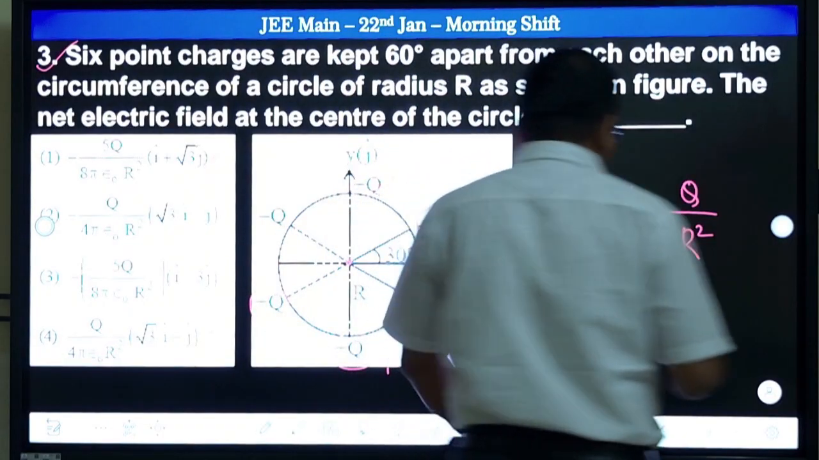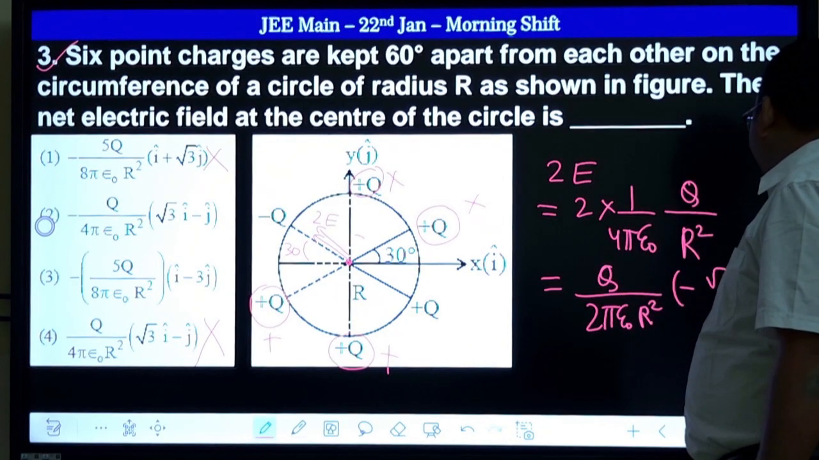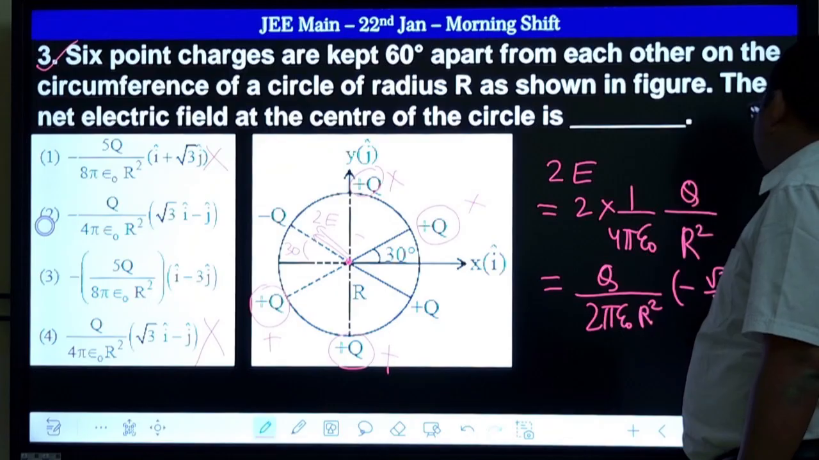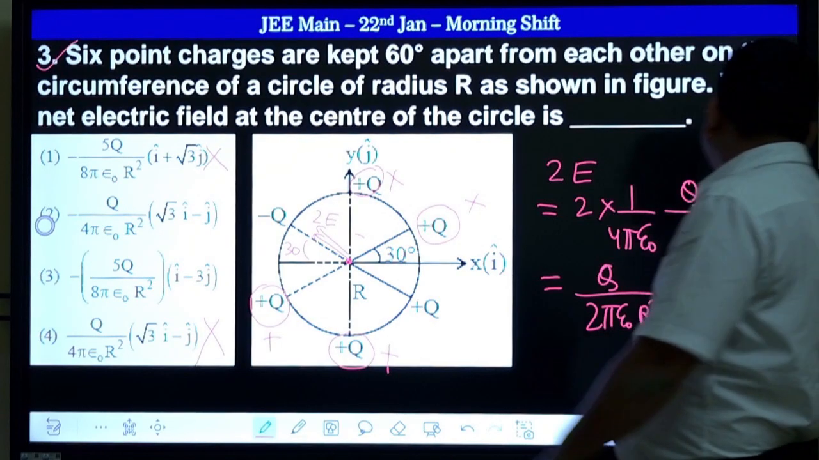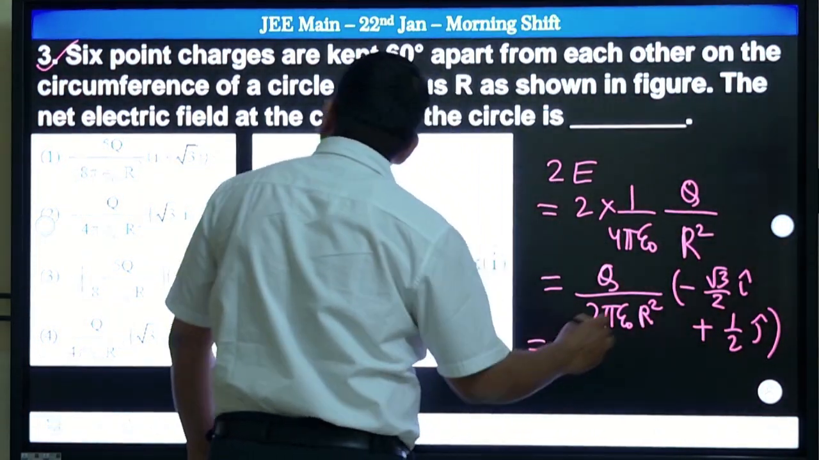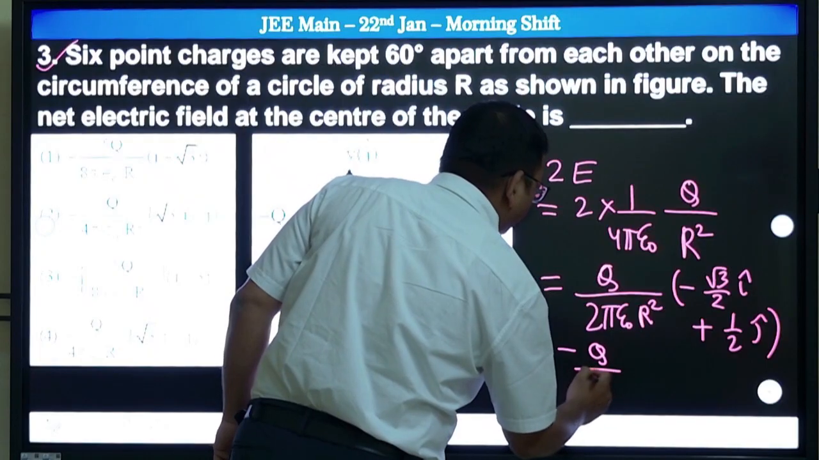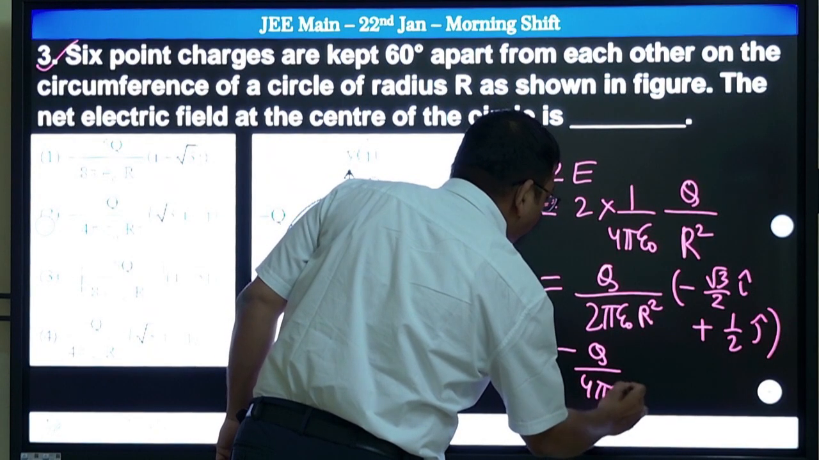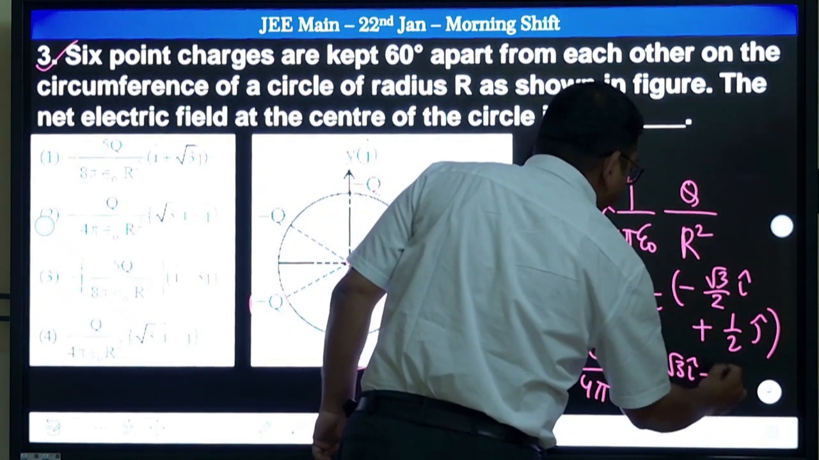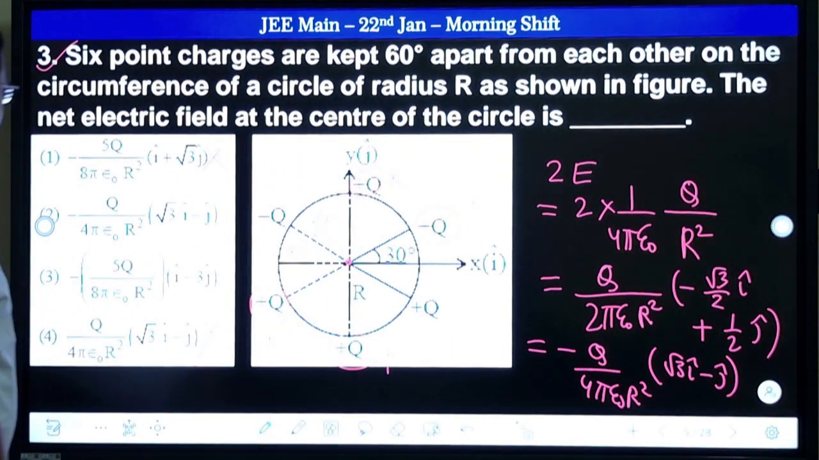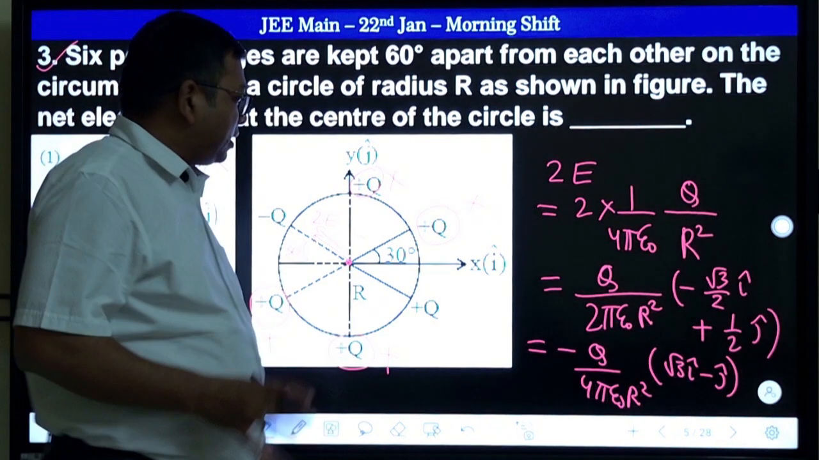So cos 30 degree, you have to take minus cos 30 degree, root 3 by 2, right? i cap, and sin 30 degree, 1 by 2 j cap. That's all. Now you can take out the minus. So how much will you get? The factor 2 will also come out, 4 pi epsilon naught R square, and the terms will be root 3 i cap minus j cap. Correct? So we got this answer. The second answer is the correct answer. Let us move to the next.